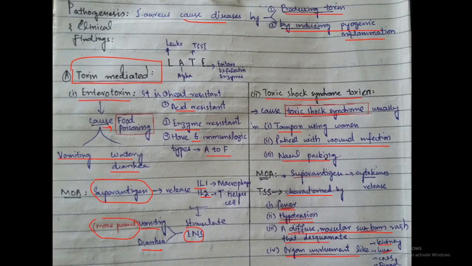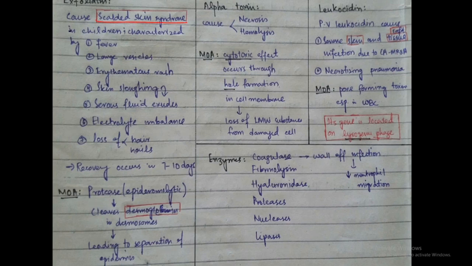Now, exfoliatin. It causes scalded skin syndrome in children, characterized by fever, large vesicles, erythematous rash, and skin scalding, having serous fluid exudates. The main concern is electrolyte imbalance. It also causes loss of hair and nails. Recovery usually occurs in 7 to 10 days. The mechanism of action is as a protease, epidermolytic, which cleaves desmoglein in the desmosomes, leading to separation of the epidermis and thus cellulitis.